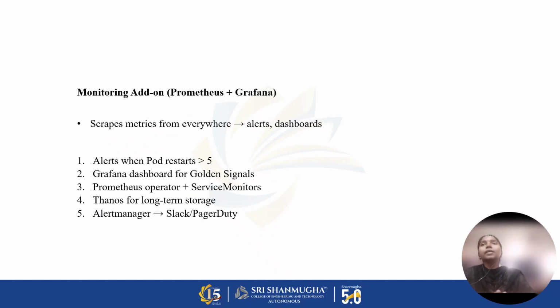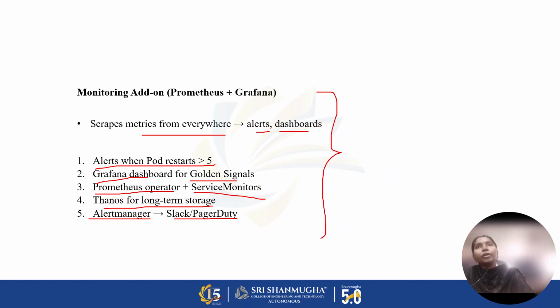And finally, the monitoring add-on: Prometheus and Grafana scrape metrics from everywhere. Alerts, dashboards, and alerts when pod restarts are greater than 5. Grafana dashboards for golden signals, and Prometheus Operator plus ServiceMonitors. Thanos for long-term storage and Alertmanager for Slack and PagerDuty. So these are the monitoring add-on tools. Mainly we are using Grafana.